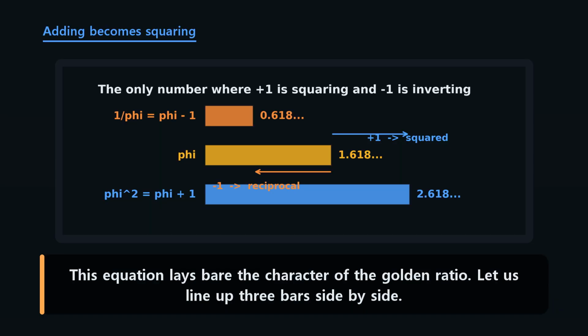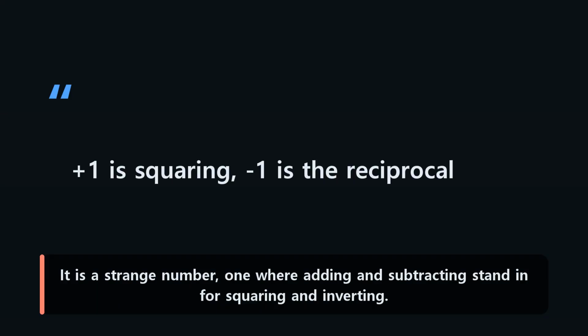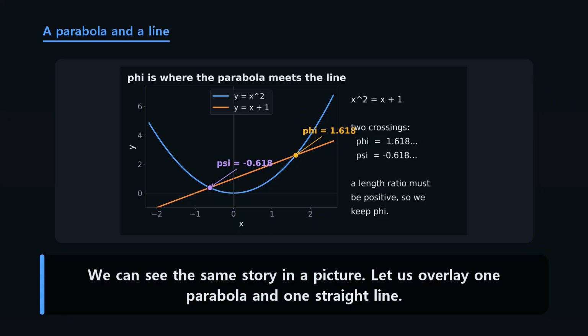This equation lays bare the character of the golden ratio. Let us line up 3 bars side by side. Add 1 to phi and you get its square. Subtract 1 and you get its reciprocal. The digits after the decimal point stay the same. It is a strange number, one where adding and subtracting stand in for squaring and inverting. We can see the same story in a picture.